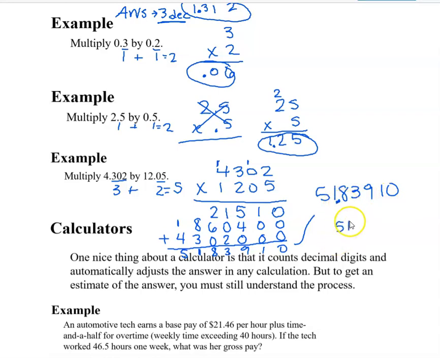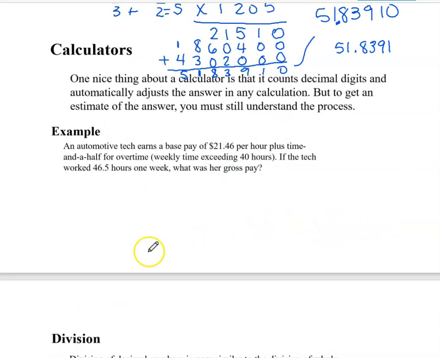So my final answer would be 51.8391. And remember that you don't have to put the 0 on the end, but you can if you want to. One nice thing about a calculator is that it counts decimal digits and automatically adjusts the answer in any calculation. But to get an estimate of the answer, you must still understand the process.